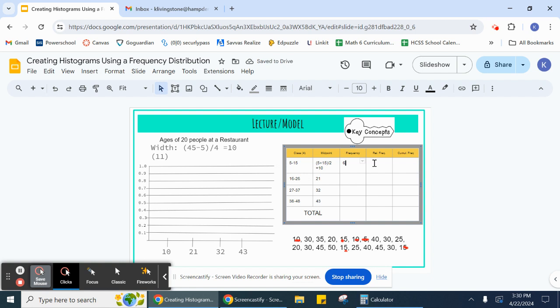So now 6 out of 20 people as a percentage, or relative frequency, is 0.3.